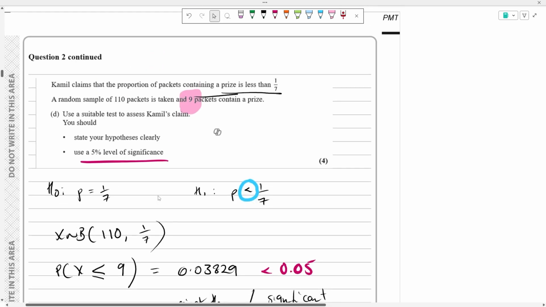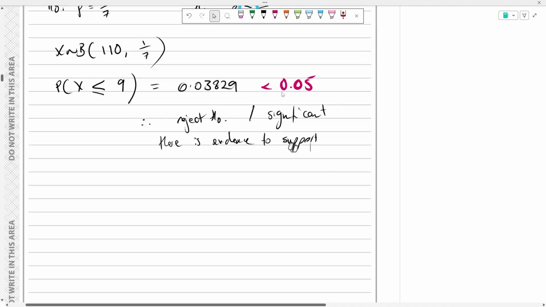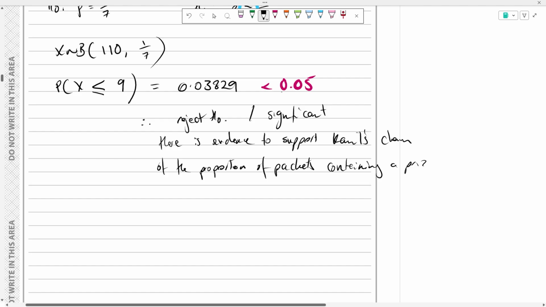Camel's claim is that the proportion of packets containing a prize is less than 1/7. Okay, you can just kind of copy the script that they give you in the question, and that's going to give you full marks.